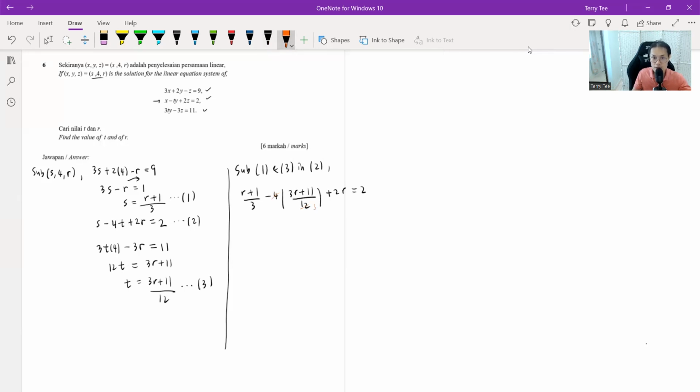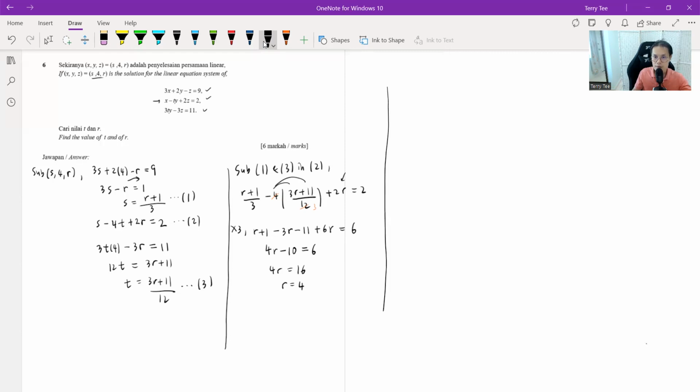So I cancel this. This is 3. And then I multiply everybody by 3. I got r plus 1. But remember the negative you have to times in. So it's negative 3r minus 11. When you times with 3, this 2r must times 3, you get 6r. 2 times 3, you get 6. Okay, I've got everything in terms of r now. We take r minus 3r is minus 2r, minus 2r plus 6r is 4r, 1 minus 11 is minus 10, the result is 6, 4r is 16, r is 4.